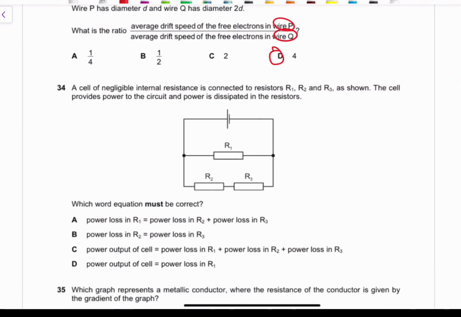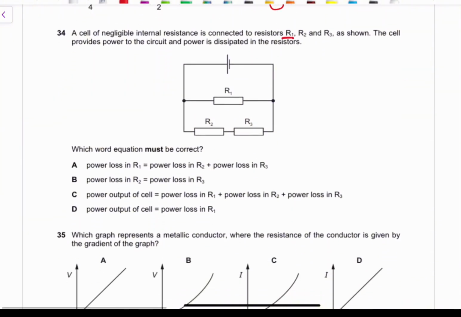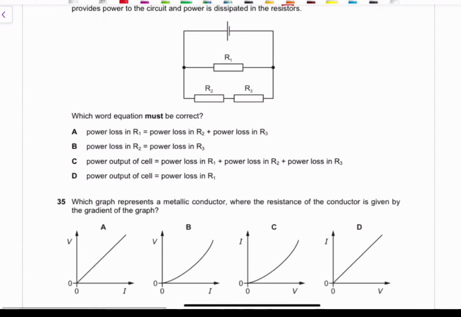A cell of negligible internal resistance is connected to resistors R1, R2, and R3. The cell produces power to the circuit and power is dissipated in the resistors. Which equation must be correct? Power lost in R1 is equal to power lost in R2 and power lost in R3. It's very different, right? The resistance might be different. The voltage might be the same. Remember, V squared over R is equivalent to my power, but we don't know the resistance of R1.